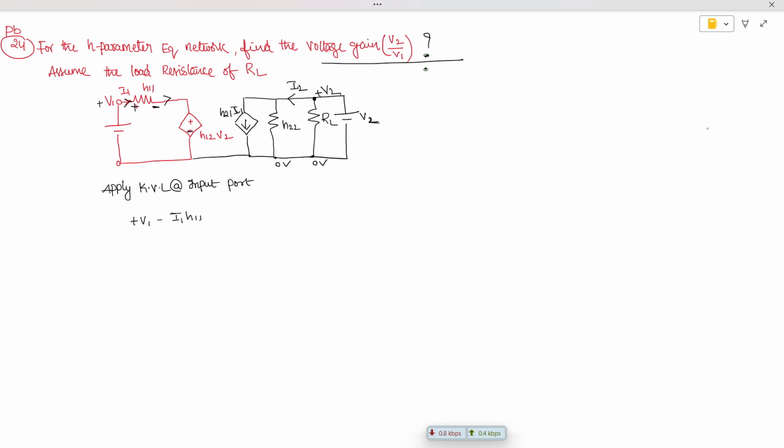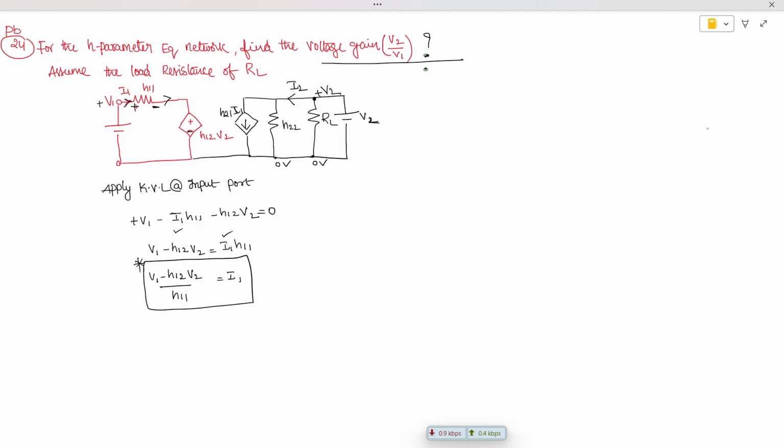And what is the polarity we have here? Minus H12 V2. So now that is equal to 0. I require the value of I1. So I'm going to write down V1 minus H12 V2 is equal to I1 H11. We require the I1 value, so I1 is equal to V1 minus H12 V2 divided by H11.